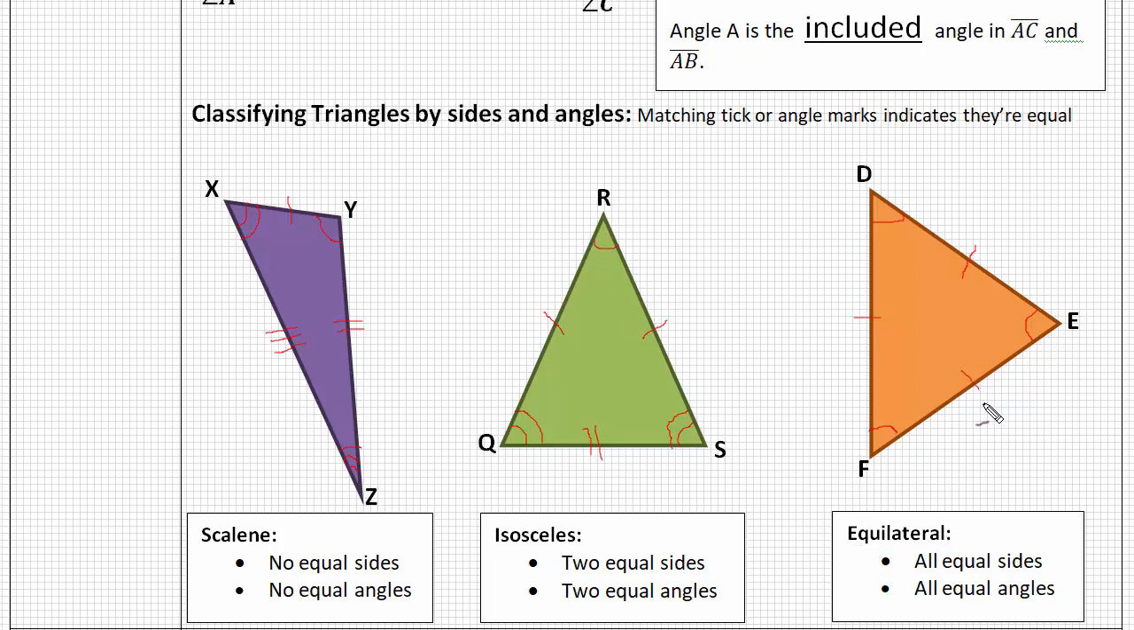And on our equilateral triangle, we marked every side with 1 tick mark to show that all the sides were equal, and we marked each angle with 1 angle arc to show that all the angles were equal in measure. So that's just a little reminder about the types of triangles as we classify them by sides and angles, and learn to use tick and angle marks to denote which measurements are equal.